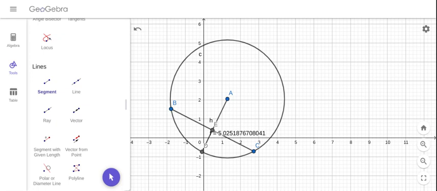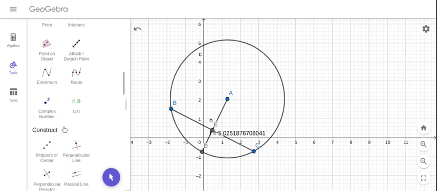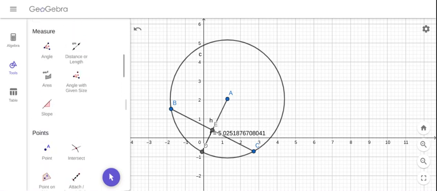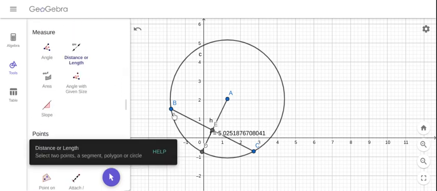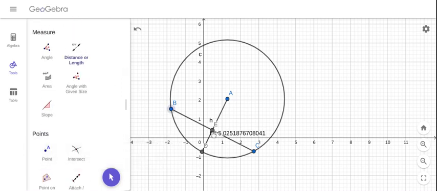And let's see what happens to our distance BE. Let's quickly measure the distance here between point B and E. And as you can see, it is 2.5125. And what happens to EC, point E and point C distance? It is also exactly the same as the distance BE. It is 2.5125. What does this mean?